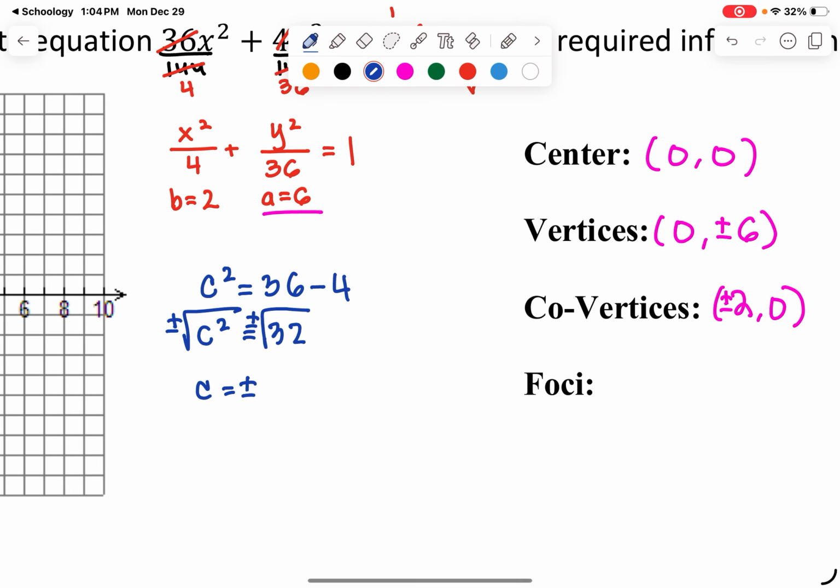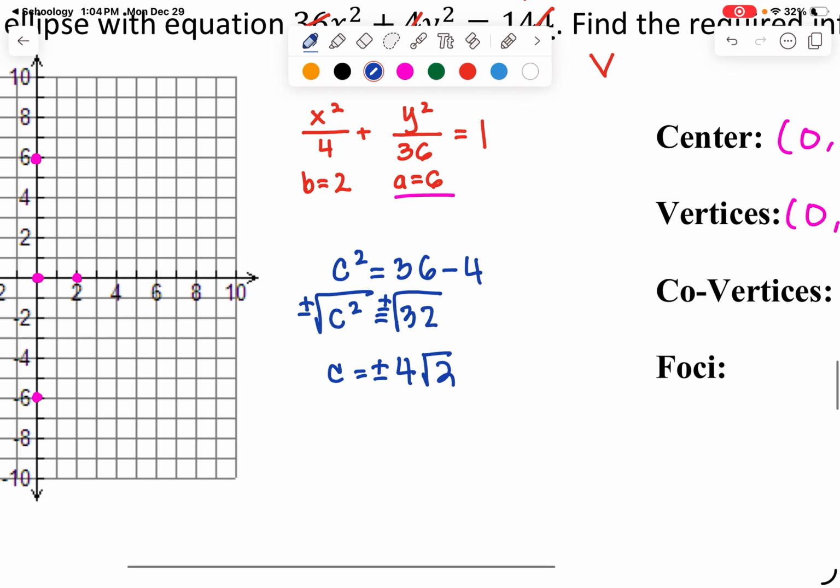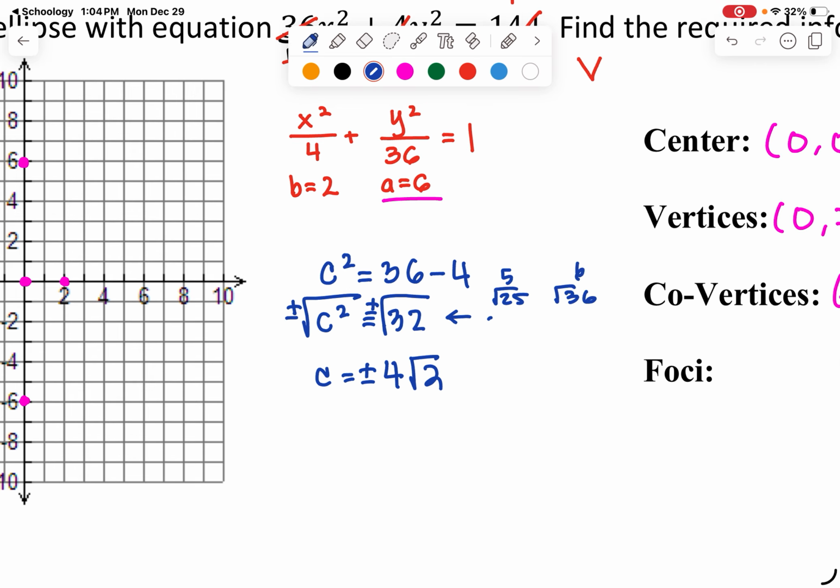16 goes into 32 twice, so this is 4 root 2. Okay, so my foci, I need to graph this, right? 4 root 2, what the heck is that? Don't use that to estimate it. Use this to estimate it. Root 32 is more than root 25, right? It's more than root 25. It's less than root 36. This is 5. This is 6. So this is 5 point something.